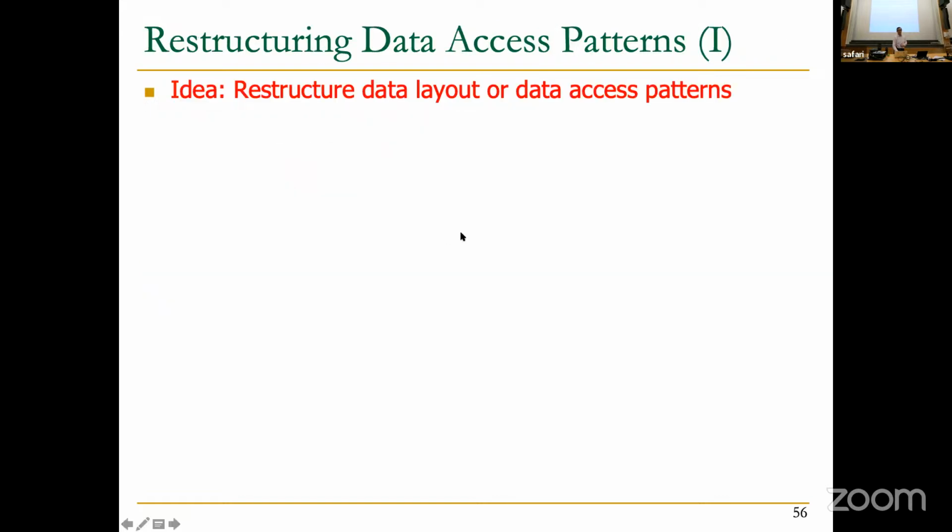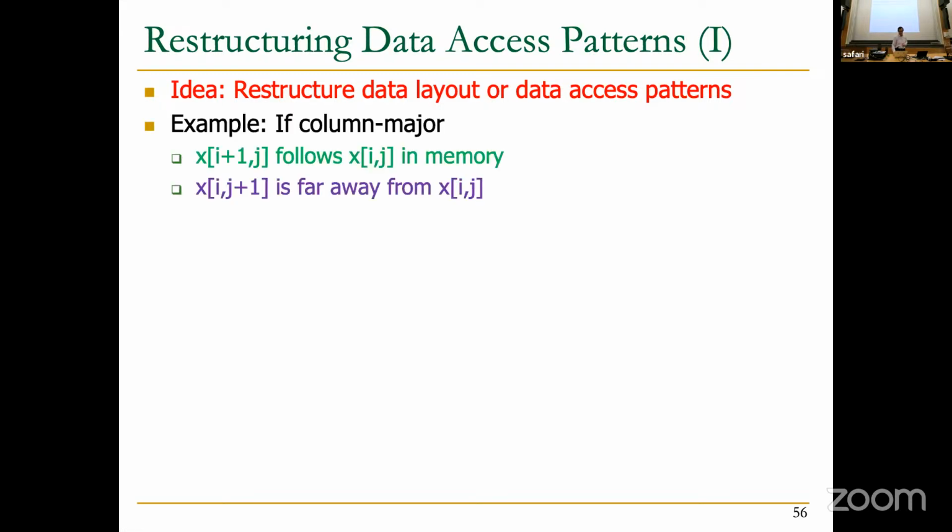Okay, so how do you restructure data access patterns? The idea here is very simple. You either restructure the data layout or the data access patterns. So let me give you an example over here. Assume that you have a matrix x, and you store this matrix in a column major order. Basically, what does column major mean? It's not a vector, it's a matrix, as you can see. It's a two-dimensional matrix.